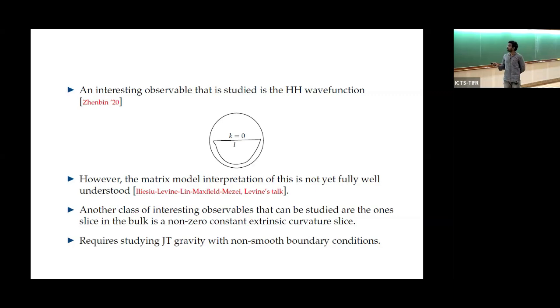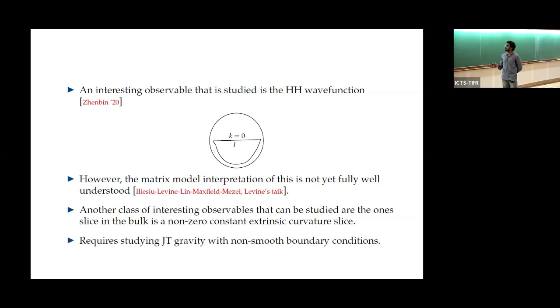But in today's talk I'm not going to talk about the matrix model interpretation of these. Rather, what I'm going to do is study another interesting class of observables where, instead of these geodesic boundaries, we will have part of the boundary be asymptotic and part of the boundary be an extrinsic curvature boundary, where the extrinsic curvature is non-zero but some constant value. Okay. And this requires studying JT gravity with non-smooth boundary conditions.